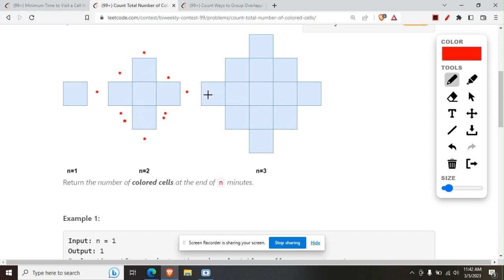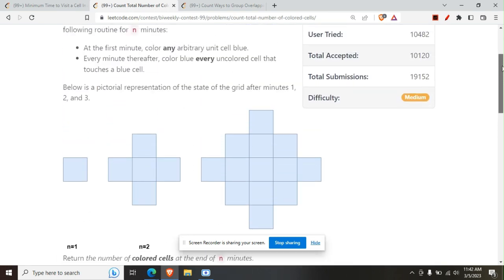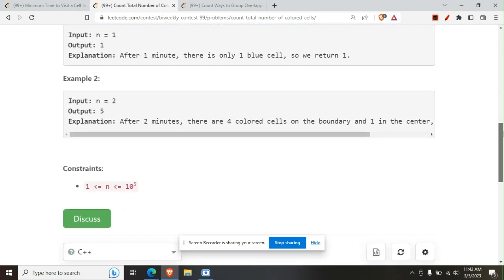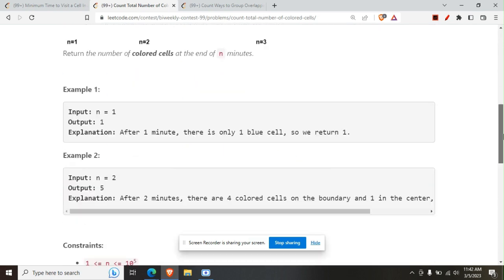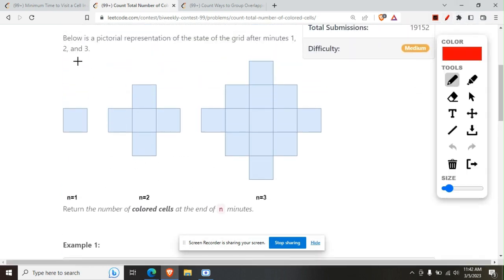Fine, so what do we need to do? We just need to tell the number of cells at some given n. For this question, I'd say this is a pretty observation-based or mathematics-based question. Observation plus a little mathematics is required here. You just have to observe something here. So this is going to be an easy one.